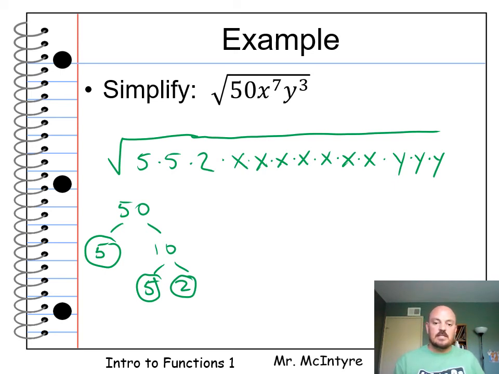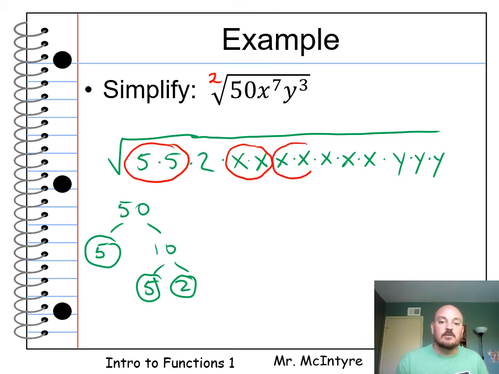Now, one thing that's interesting here, there is no index. This is actually a square root. If there's no number there, if there's no index there, it's a square root. And remember, even though you don't see it, a square root actually means 2. So what we're looking for is groups of 2. And if I look, I have 2 5's. I only have 1 2. I can't take that out. I have 2 x's here. And then I also have 2 x's here. And then I have 2 more x's here. So you can have more than one group of the same number or variable. And then I have 2 y's right here.